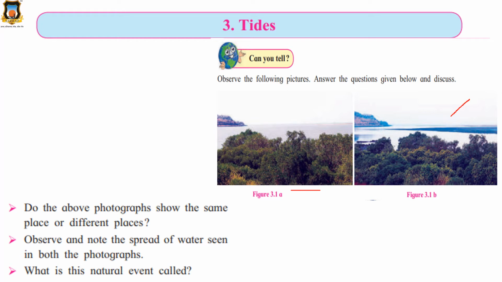What is this natural event called? See, the photographs are same, the place is same, but in the same photograph, here the quantity of water is more and the water is reaching the coast, and here the quantity of water is less and water is not reaching the coast. What is this natural event called? Who will tell me? Very good. This natural event is called high tide and low tide. High tide and low tide. Okay? Clear, all of you?